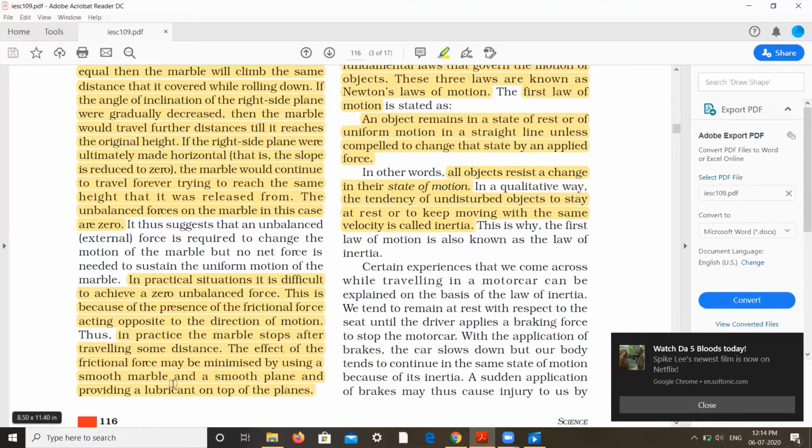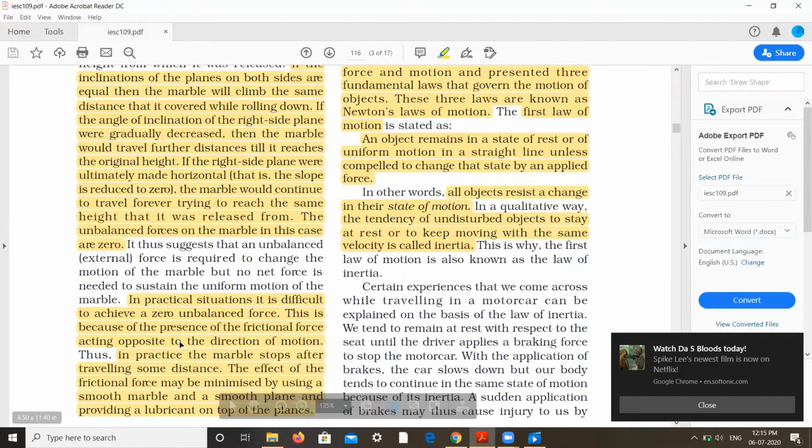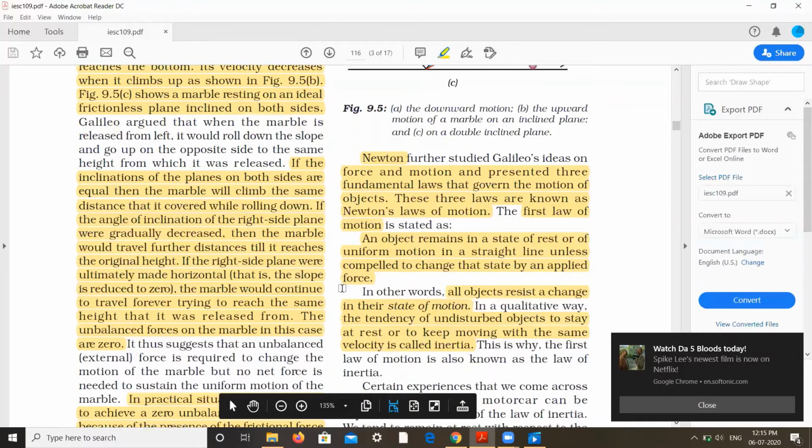To minimize the friction, we use a smooth marble surface and a smooth plane, and provide a lubricant on top of the plane, just like oiling or greasing. If we do that, then that polished surface will also reduce the effect of the friction.